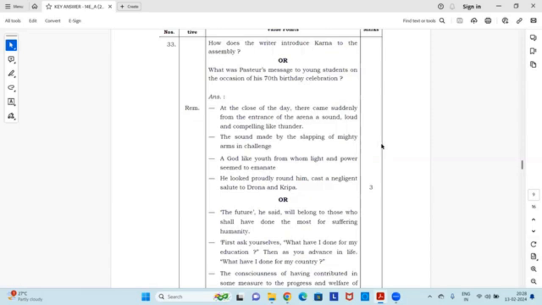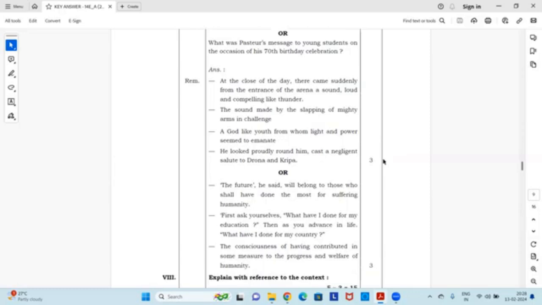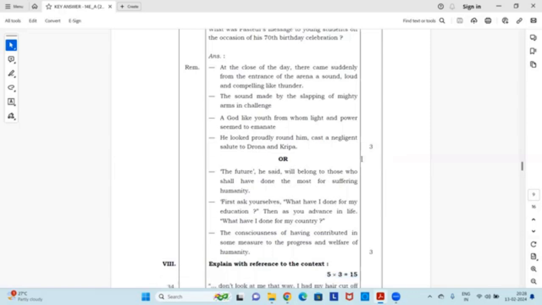The sound made by slapping of mighty arms in challenge. A godlike youth from whom light and power seemed to emanate. He looked proudly around him, cast a negligent salute to Drona and Kripa. This is how the introduction was given about Karna.